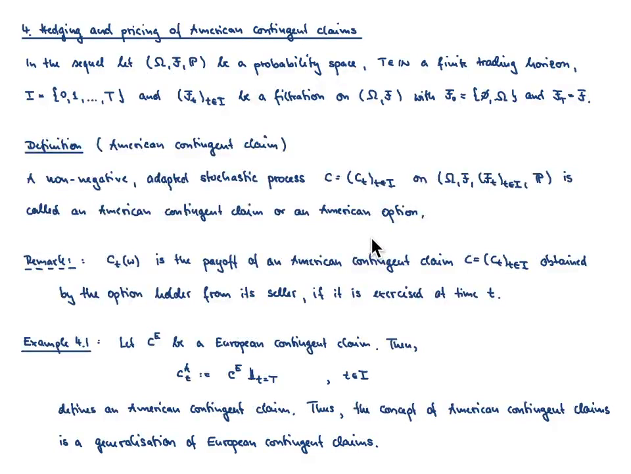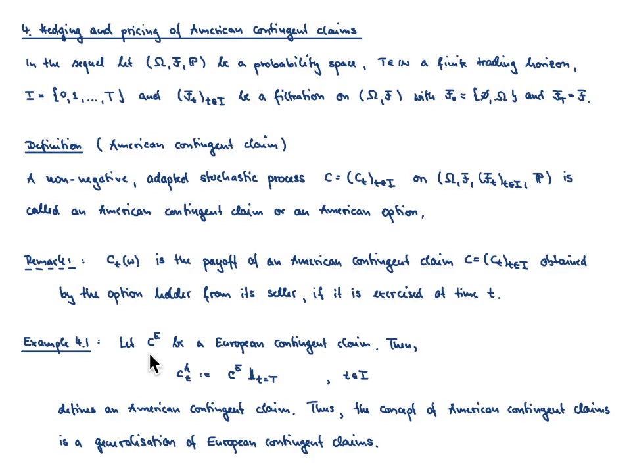And a first remark I would like to put here. So the value C_t of omega denotes the random payoff we obtain when we decide to exercise the American contingent claim at time point t. In order to see the relation between European contingent claims and American contingent claims, and in particular to convince you that the concept of American contingent claims generalizes the concept of European contingent claims, let us have a look at the following example. So I give myself a European contingent claim.